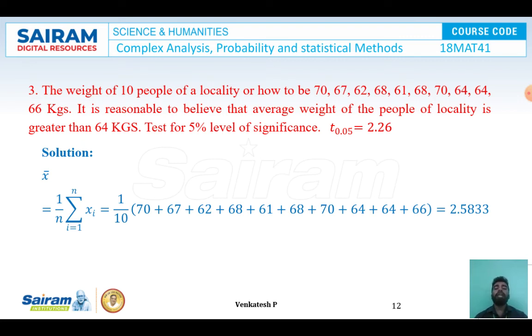So first we need to calculate the value of x bar. So x bar is given by 1 by n summation i from 1 to n of xi, which is equal to 1 by 10 into 70 plus 67 plus 62 plus 68 plus 61 plus 68 plus 70 plus 64 plus 64 plus 66. So after simplifying this, we got the value of x bar is equal to 66.